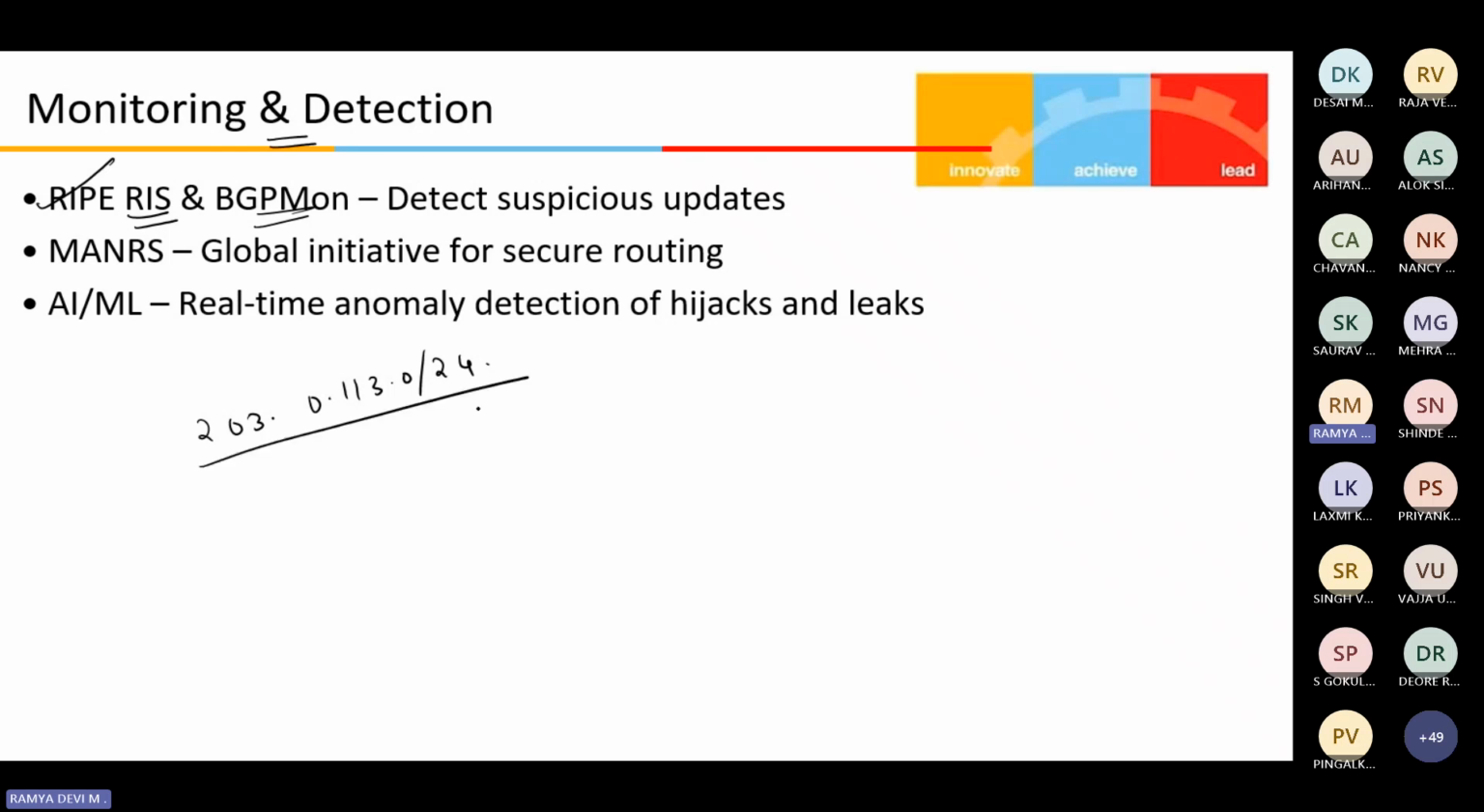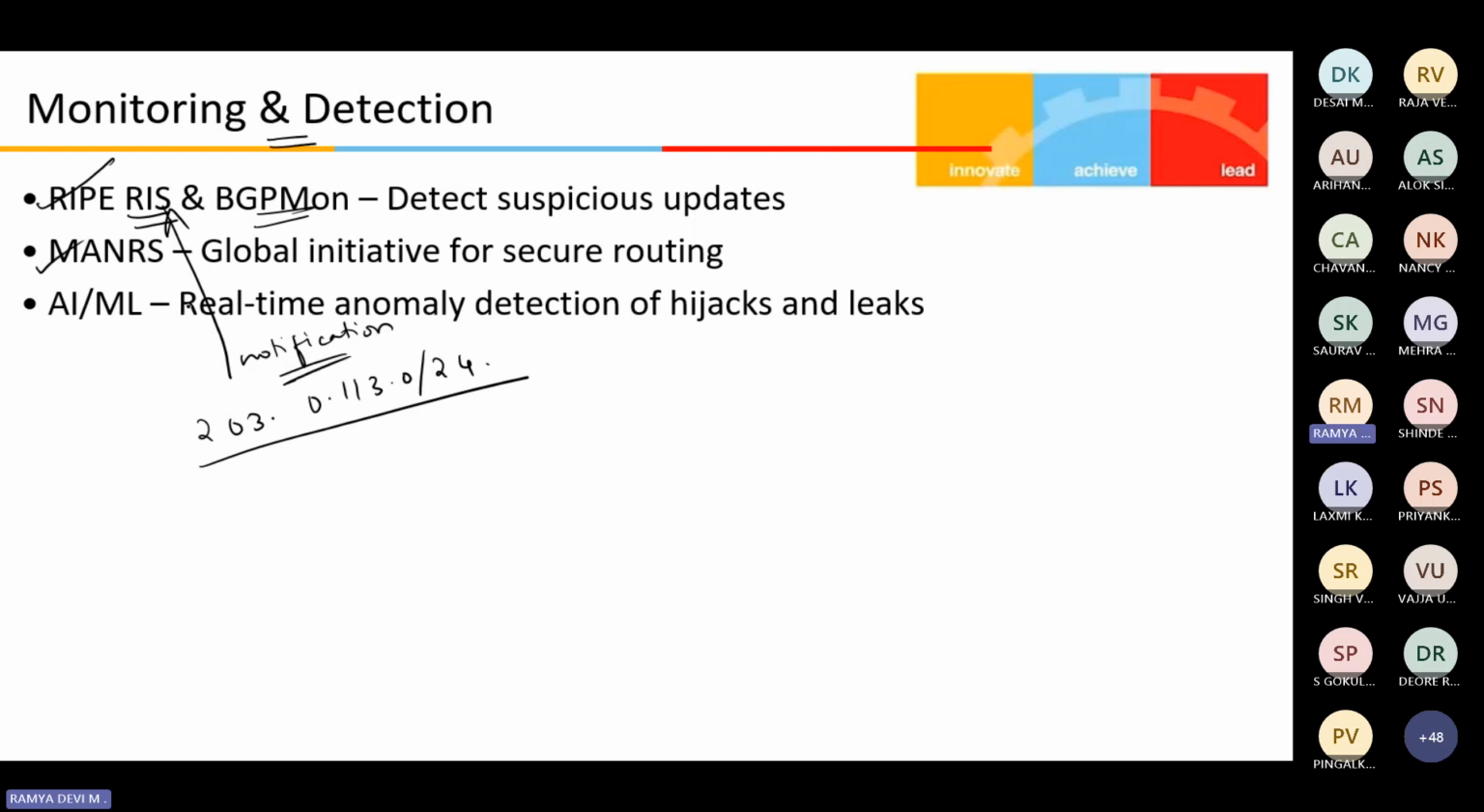So it is suddenly seen originated by another autonomous system. So what your RIS will do is it notifies me within a fraction of seconds. Okay, notification will be sent within a fraction of seconds. That is the main advantage.